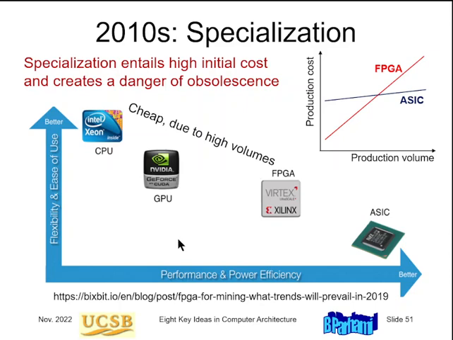So going from CPU to GPU, we have some specialization. It includes improved performance and power efficiency. From GPUs to FPGAs, again some more. Now the trend nowadays is to use ASICs, application-specific integrated circuits, because those can be custom designed to be very fast and very power efficient. Of course, they're also quite expensive to build.